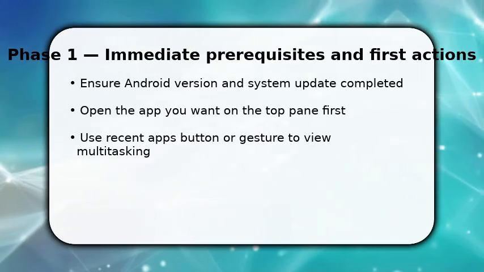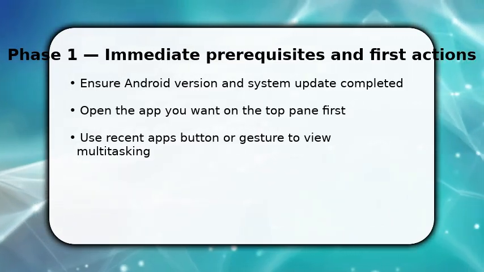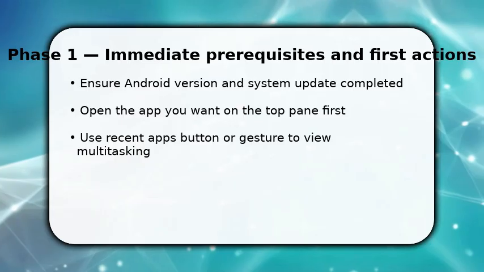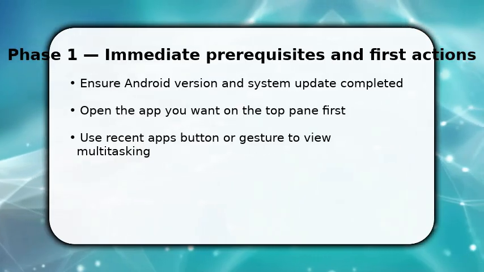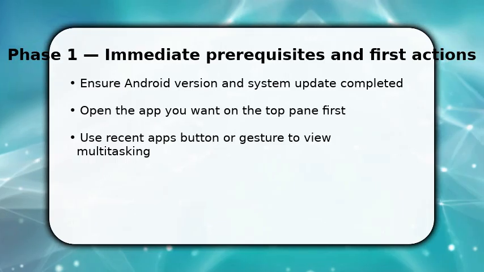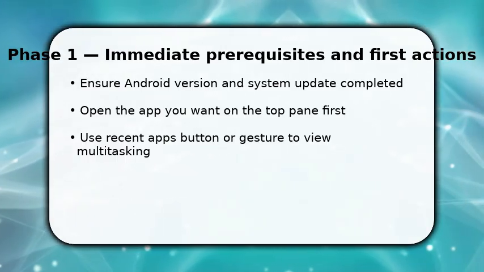You will see app cards. Tap the three-dot menu or long press the app icon. Choose Split Screen. This immediately pins the first app to one half of the display so you can pick the second app to fill the other half.